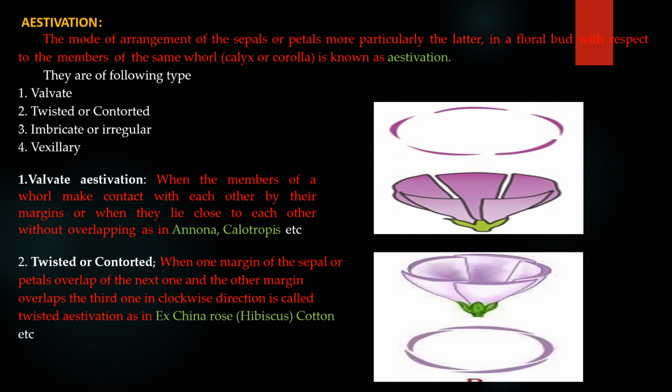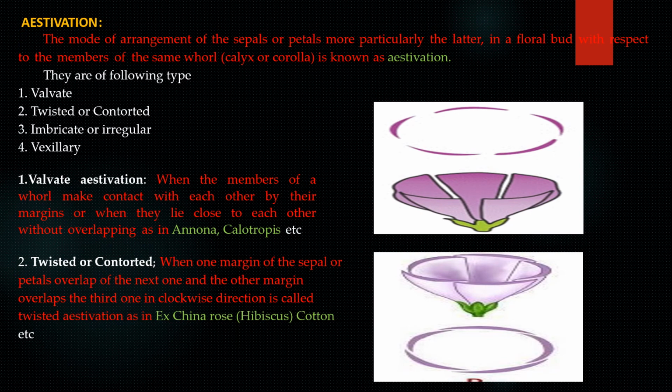Coming to the next part of the floral morphology, we call it aestivation. Aestivation is the mode of arrangement of the sepals or petals, more particularly the latter, in a floral bud with respect to the members of the same whorl, that is a calyx or corolla. These aestivations are of the following types: valvate aestivation, twisted or contorted aestivation, imbricate or irregular aestivation, and the fourth one is vexillary aestivation.